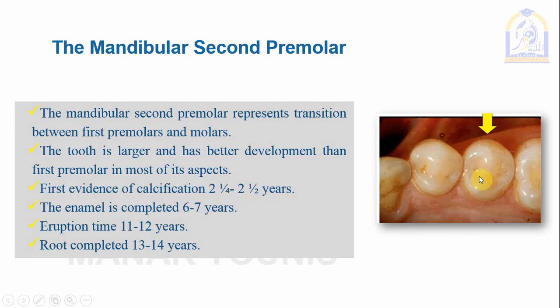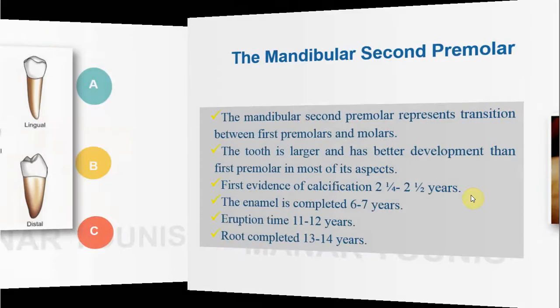The enamel is completed between 6 and 7 years of age. The eruption time is usually after the first premolar, at 11 to 12 years, while the root is completed 2 to 3 years later, between 13 and 14 years.